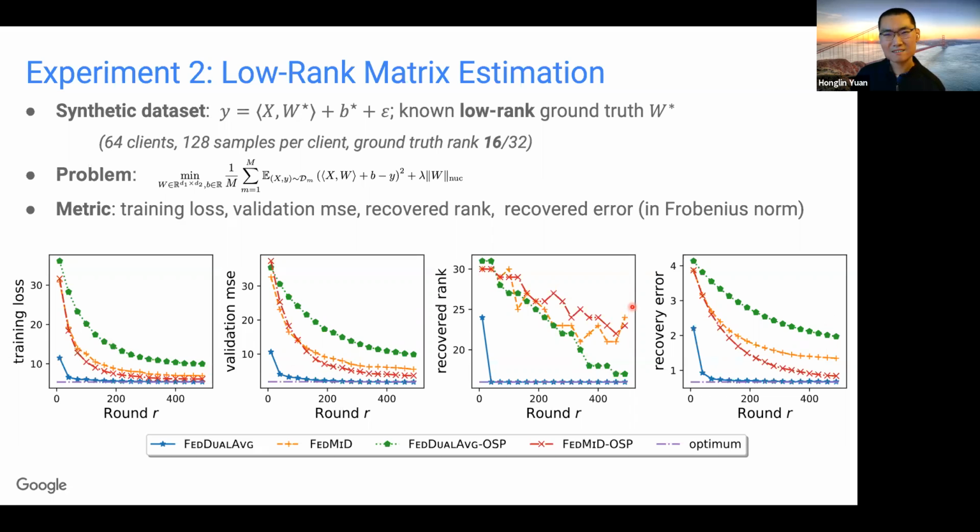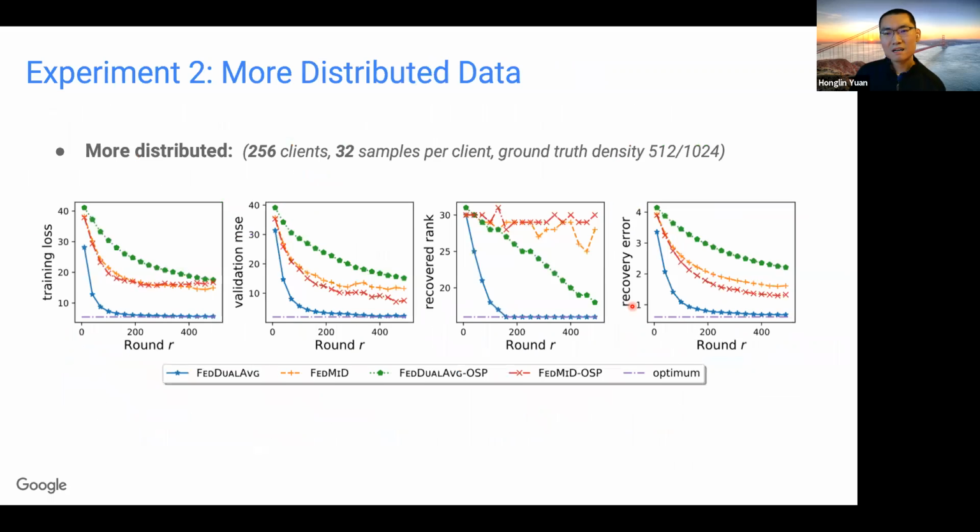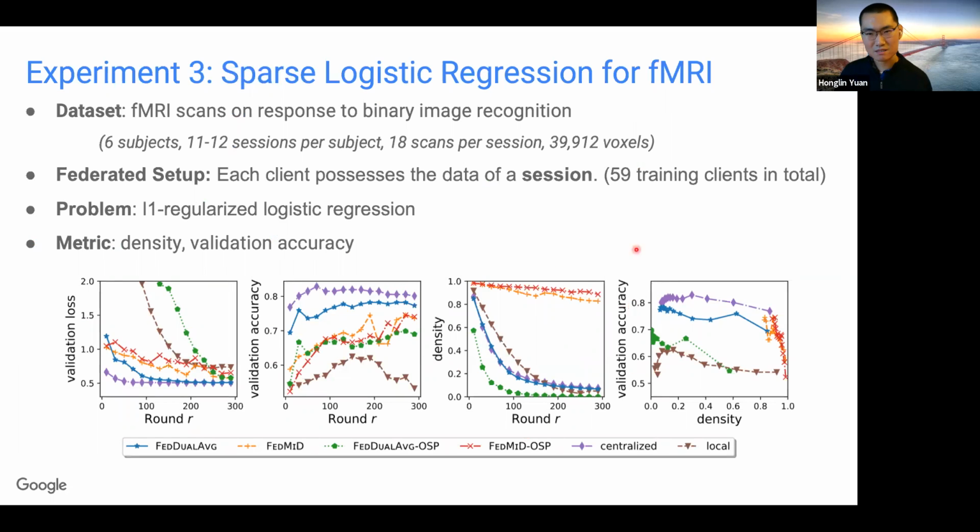We also tested on other different specifications of the data sets. In the third experiment, we tested the sparse logistic regression on the fMRI data set. The goal is image classification, like a binary image recognition task. You give an fMRI scan to a patient, and when you give stimulus to those patients, it's one of two images, and you want to infer whether this corresponds to the first image or second image based on the fMRI data scans.